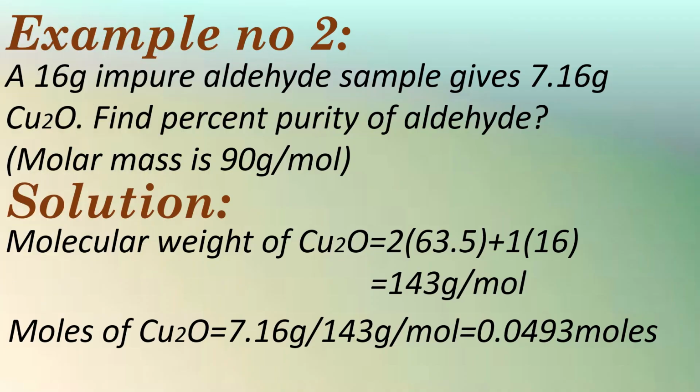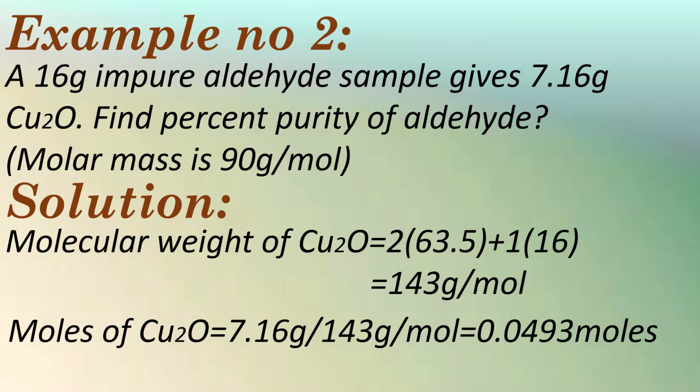Example number 2. A 16-gram impure aldehyde sample gives 7.16 gram copper 1 oxide. Find percent purity of aldehyde. Molar mass is 90 gram per mole. So, in this example, amount of impure aldehyde is 16 gram, and when this aldehyde reacts with copper, that is Fehling solution, it produces 7.16 gram copper 1 oxide. We have to find percent purity of aldehyde. Molar mass of aldehyde is given 90 gram per mole.